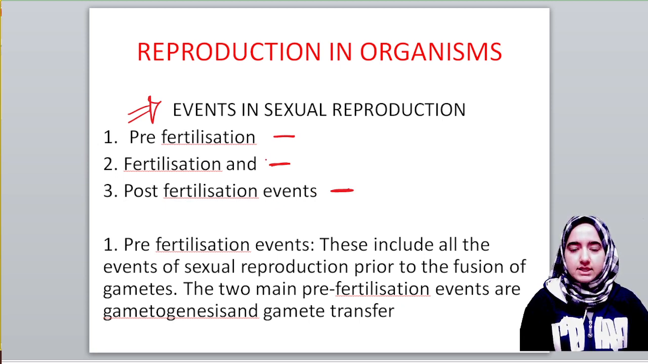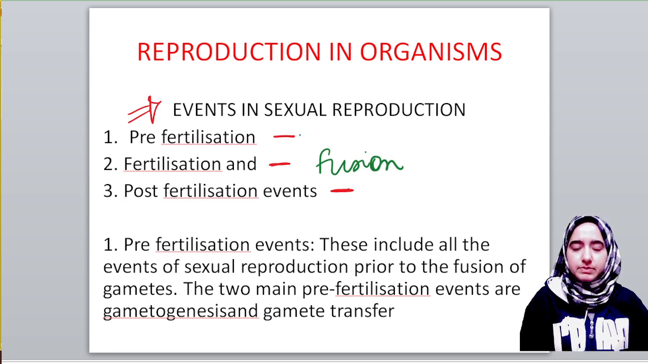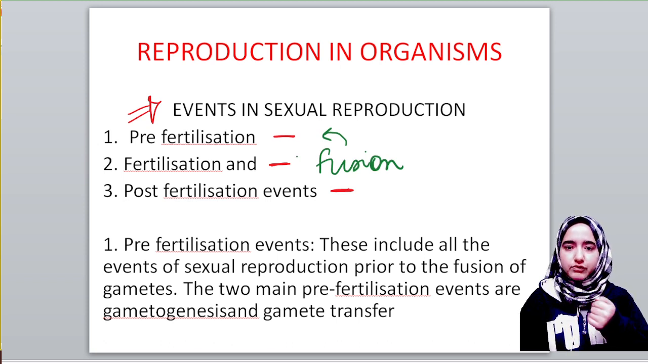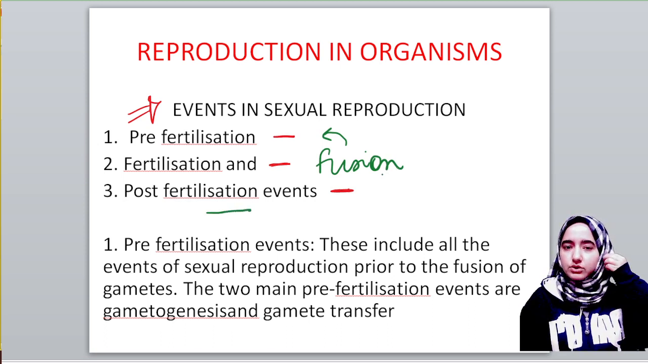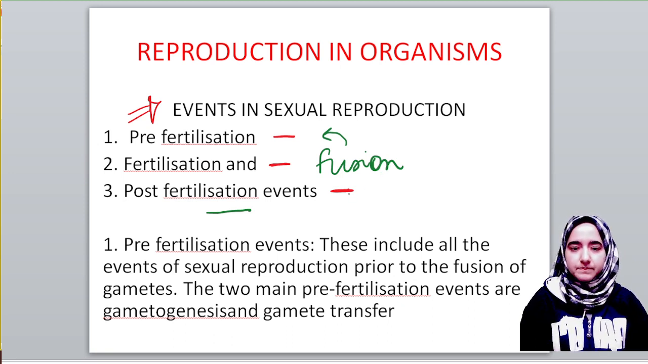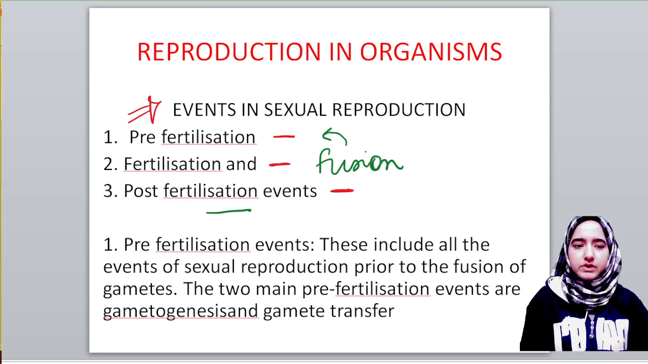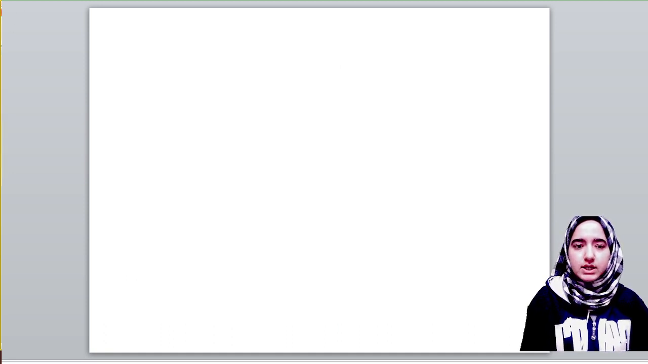Now please see, fertilization is the period when fusion took place, fusion of male gamete and female gamete. Pre-fertilization is the period prior to fusion. All the processes which take place before fusion are known as pre-fertilization, and post-fertilization events include the processes in the period which comes after fusion. We will see one by one what pre-fertilization, fertilization and post-fertilization are.